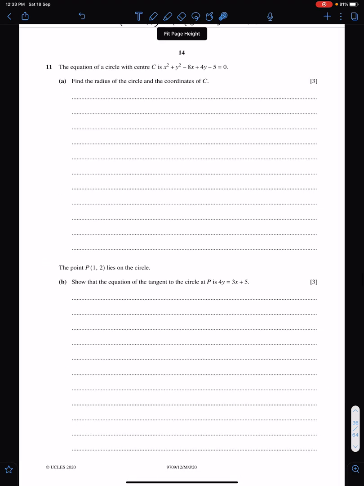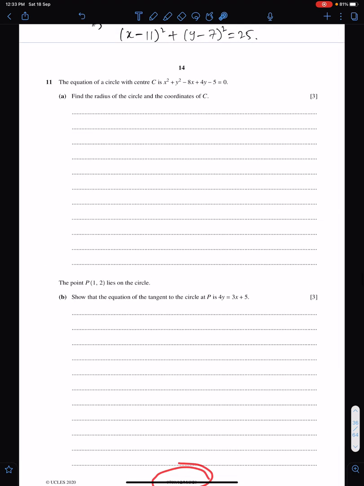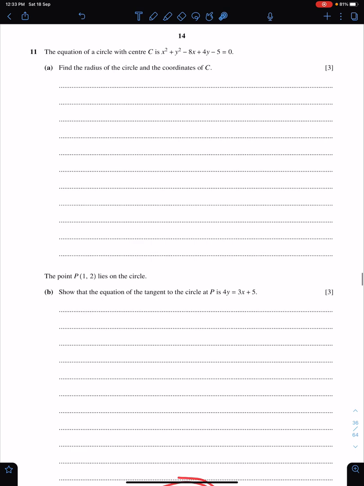Well, next question is from June 20, paper 1 2. The equation of a circle with center C is this. Find the radius and center. Since this is the equation of circle in expanded form, we must compare this equation with this standard equation of circle in expanded form.